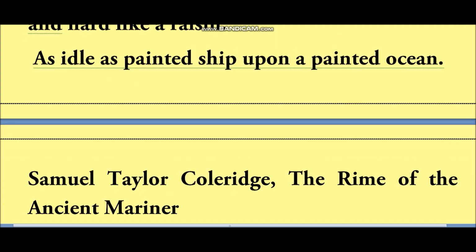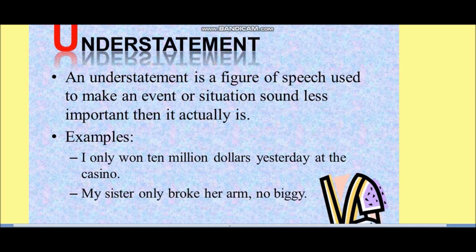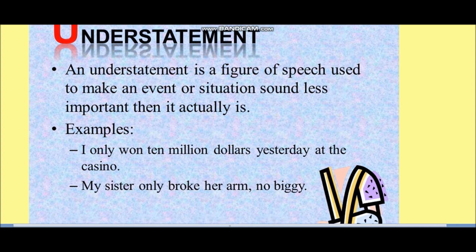Next example, as idle as painted ship upon a painted ocean. It is a quote taken from The Rime of the Ancient Mariner of Samuel Taylor Coleridge. Here the narrator is describing a ship that is damaged after a storm. He implies that it can't move, just like a ship in a painting. Next one is understatement. An understatement is a figure of speech used to make an event or situation less important than it actually is. Example, I only won $10 million yesterday at the casino. Another example, my sister only broke her arm, no biggie.